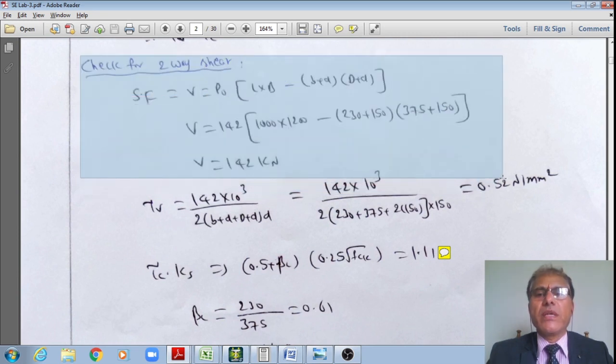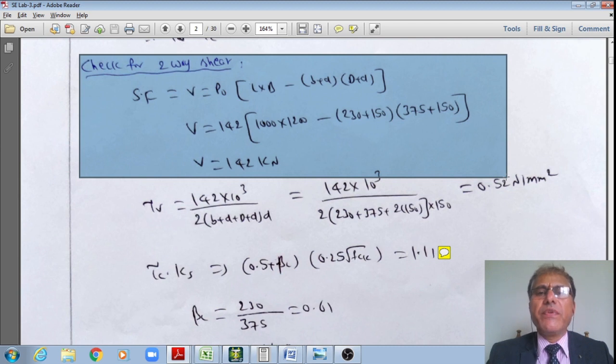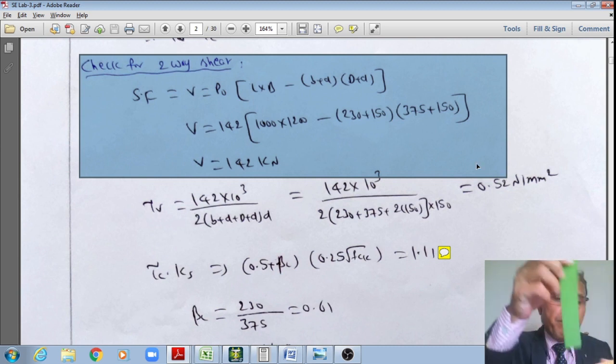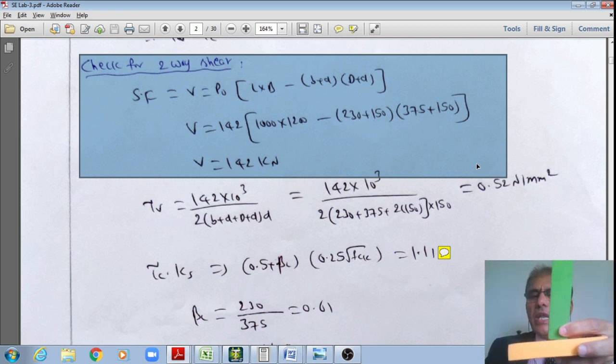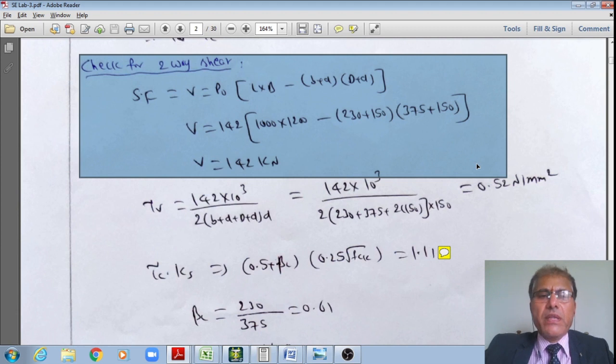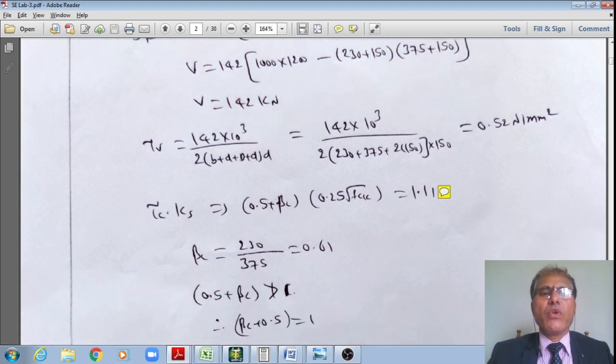Therefore, that is how I am calculating the two-way shear at a distance of D by 2 from the face of the column, along the periphery of the column. You are already aware of that. Therefore, now I'll get the shear force. Two-way shear is equal to 142 kilonewton.